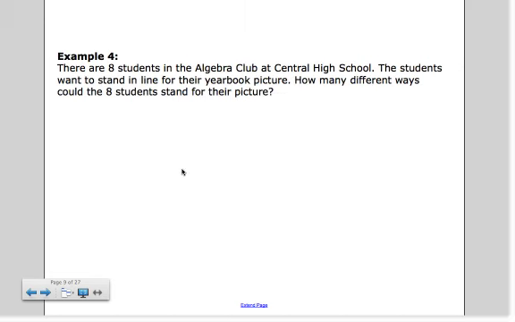So here's an example. Example 4. There are 8 students in the algebra club at Central High School. The students want to stand in line for the yearbook picture. How many different ways can 8 students stand for their picture? Well, let's think. We've got 8 different students, so we're going to have 8 different slots for them to stand. For the first slot, 8 different people have the choice of standing there. Then 7, then 6, then 5, then 4, then 3, then 2, then 1. Now, by definition, this is 8 factorial.